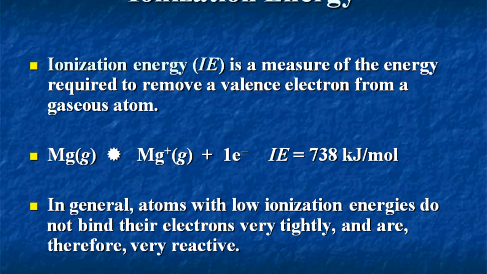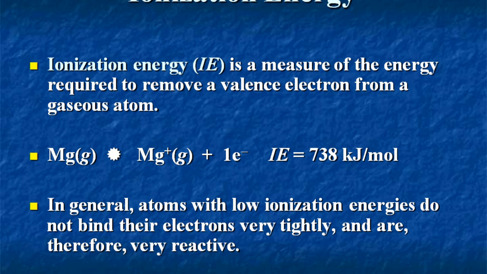Now the second thing is called ionization energy, the definition of ionization energy. Ionization energy is a measure of energy required to remove a valence electron from a gaseous atom. That is the definition. How much energy you need to remove one electron from the gaseous atom. So say for example magnesium, if you take the magnesium metal and change that into the gaseous form, if you want to remove one electron and make the Mg plus ion, you need to provide 738 kilojoules per mole of energy. That is a huge amount of energy.